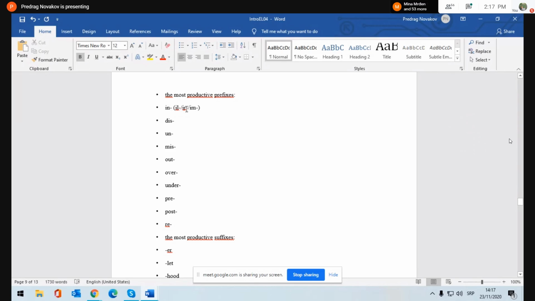Il, ir, im are allomorphs. This is another example of allomorphs in English. So il, ir, im are allomorphs because they are conditioned by a context, depending on the sound which follows. Okay. So illegal, regular. We start with in-regular, then we get irregular. Polite, impolite, we end up with impolite. Okay, so in is a morpheme with 3 allomorphs. Okay, I think this should be clear.